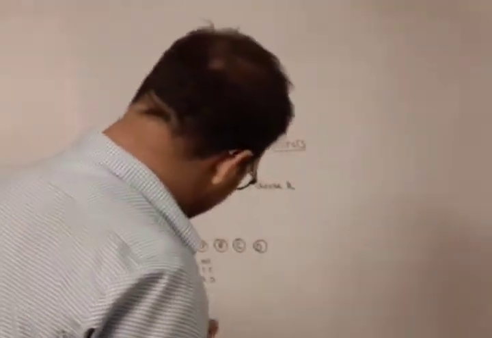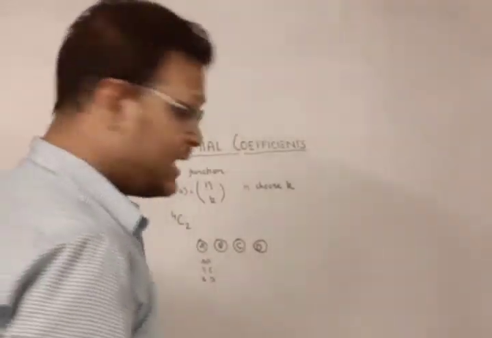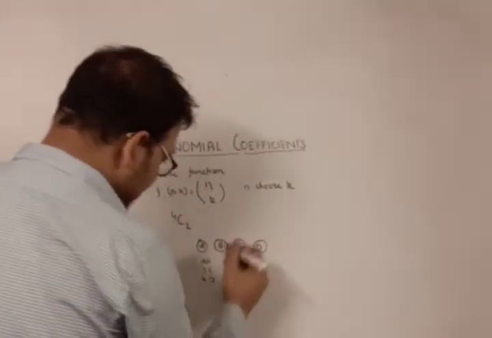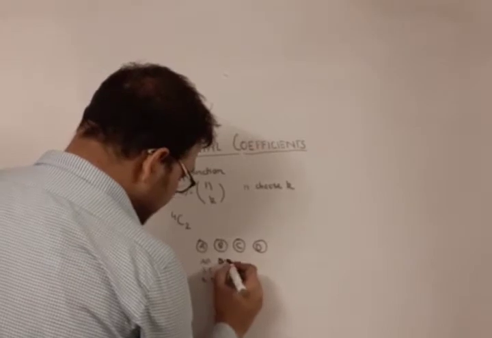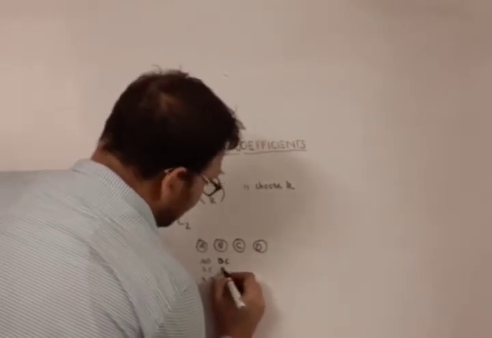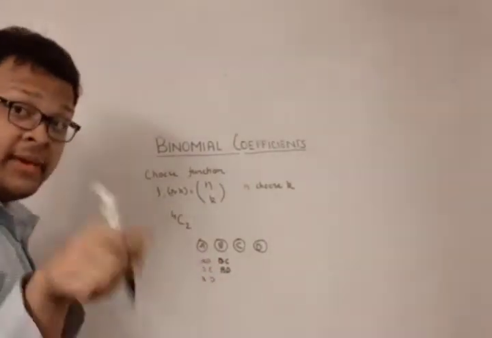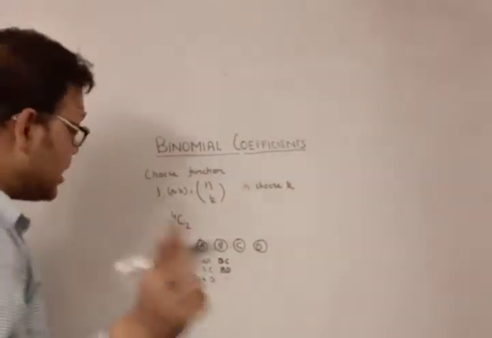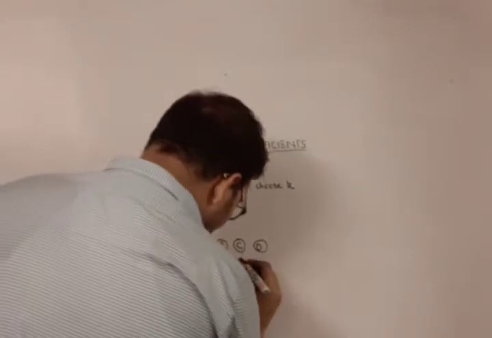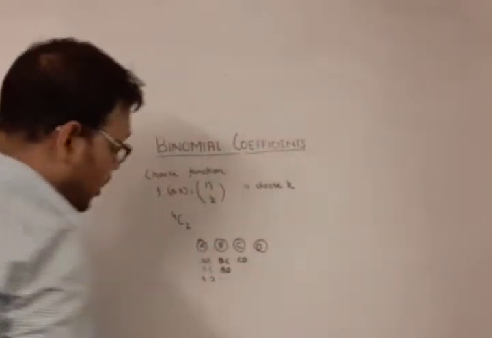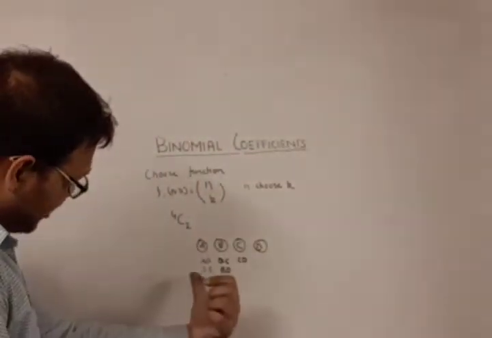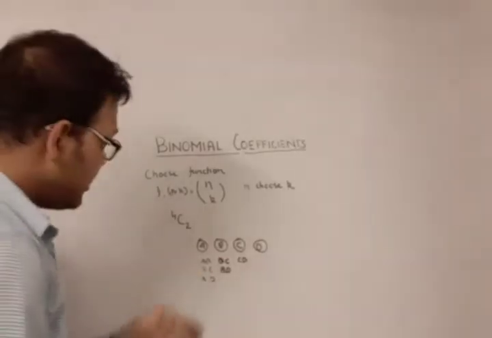So this is the choose function. How can we do it? I have started with A, so I can pick AB, AC, AD, and if I start with B, I can pick BC and BD. That's the only way. I cannot pick BA because AB is already chosen and counted. If I start with C, I can do only CD. I cannot do CB or CA because AC and BC are already listed.